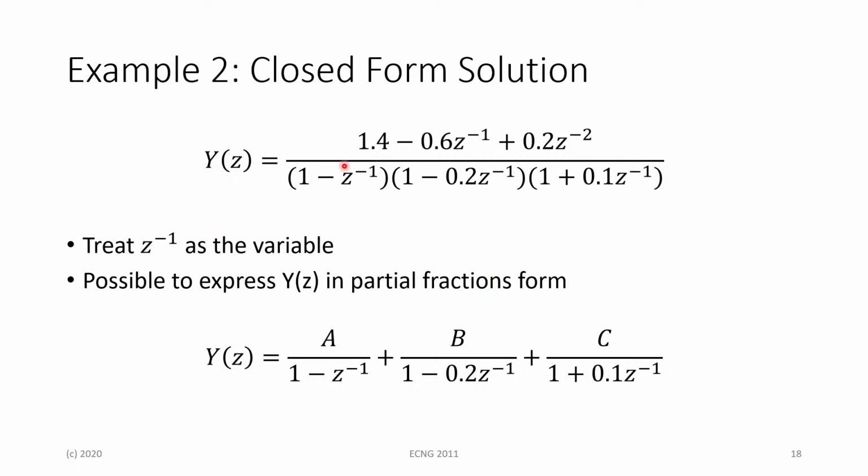If we treat the z to the negative 1 here as our variable, it becomes easy to express this equation into partial fractions as such, where we can solve for the constant values of a, b, and c by substituting values of z to the minus 1 accordingly and solving for them, similar to what we did for the partial fractions when you're dealing with the Laplace transform.